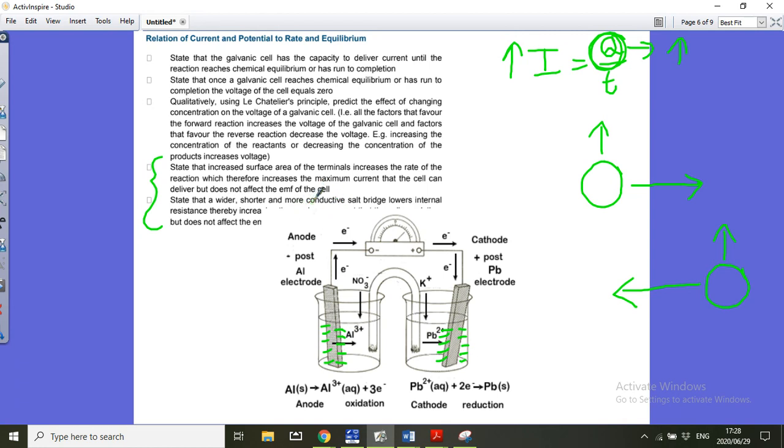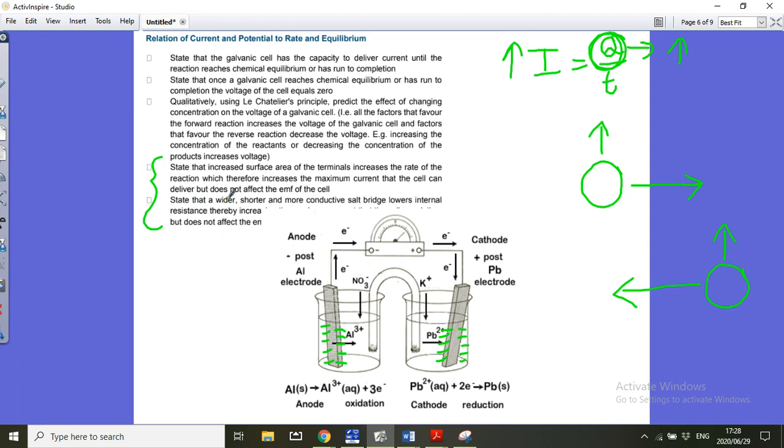The same thing with the salt bridge, but current going up does not mean my voltage goes up. Remember, the voltage depends on the chemicals, a chemical energy that is converted into electrical energy. So to change the energy, I need to change my chemicals, or I need to change my standard conditions. Those are the only 2 ways I can change the energy, which is the EMF. Either changing my chemicals or changing standard conditions.